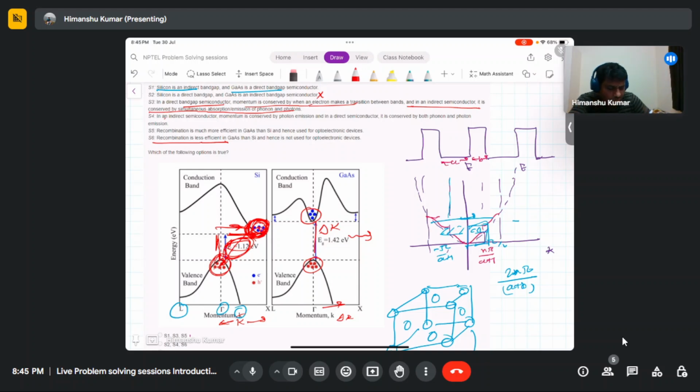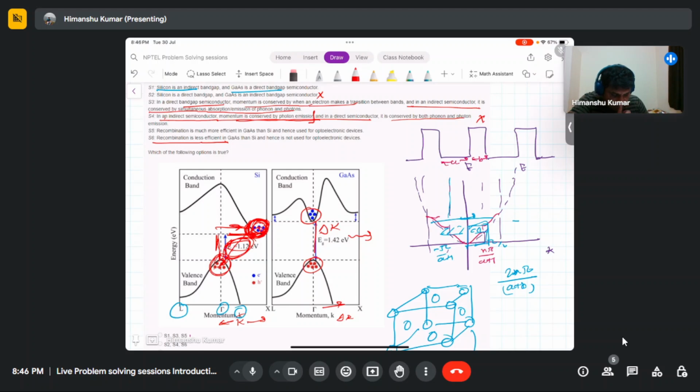So let's go to the fourth option. In an indirect band gap semiconductor, momentum is conserved by the phonon emission, and in a direct semiconductor, it is conserved by the phonon and photon emission. No, it is reverse actually. In direct, it's conserved by the photon emission, and in indirect, it's both phonon and photon. So this fourth option is wrong.